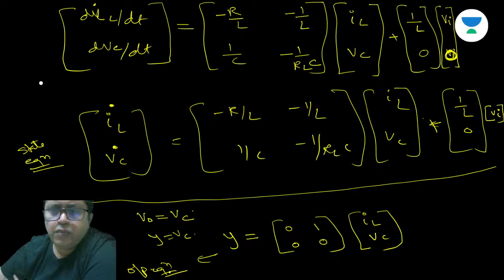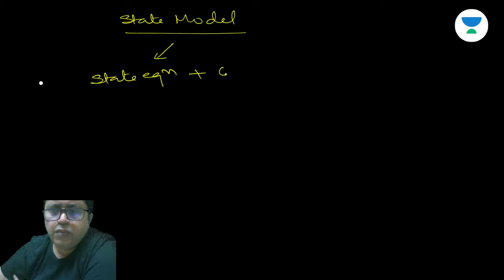In this way you can find out the state and output equation. Okay. So what is a state model? State equation plus output equation is completely termed as the state model. Okay. So this is termed as the state model.